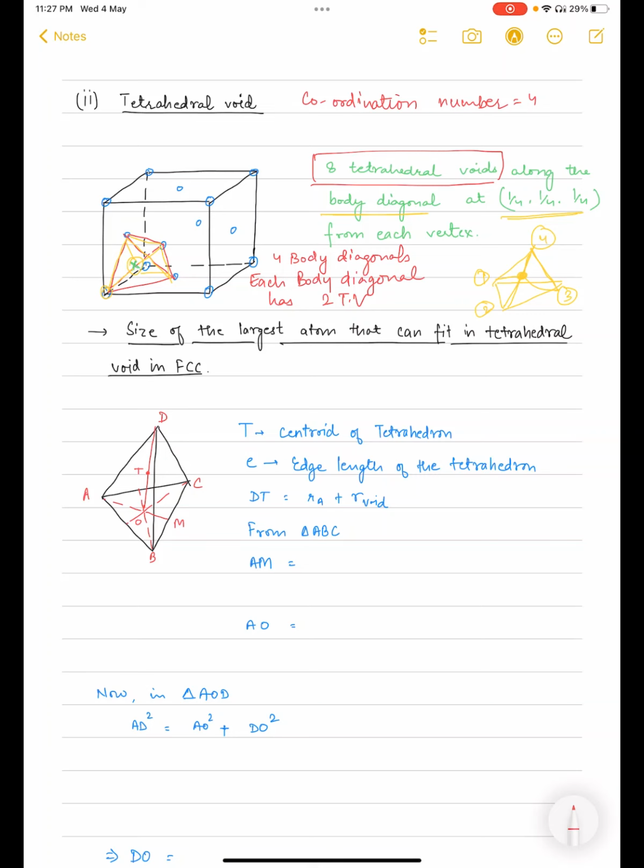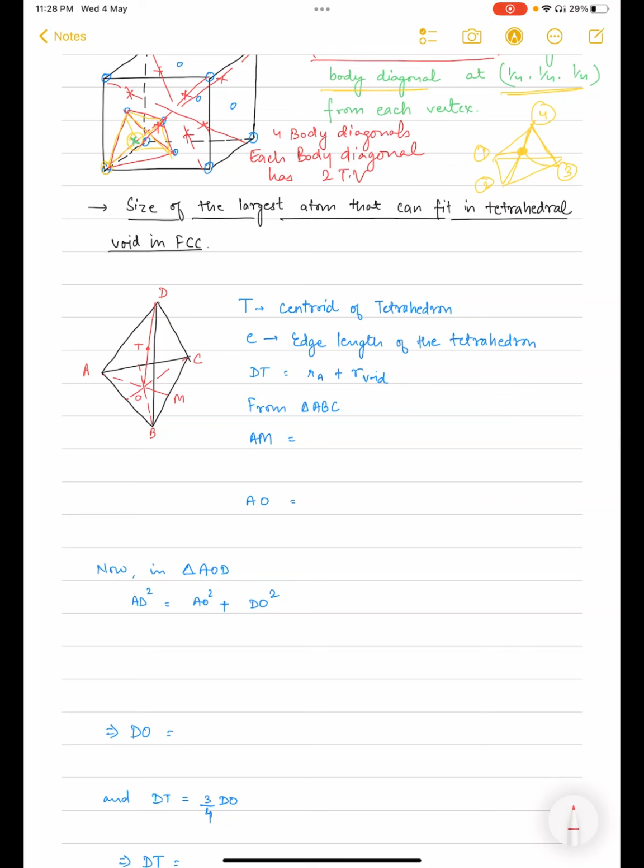Along the body diagonal, if this is the body diagonal, one will be here. For another body diagonal, one here, one here. For another body diagonal, one here and one here. And for this last body diagonal, one here and one here. This requires a certain amount of visualization or imagination. Now let us see what the size of the largest atom is that can fit in the tetrahedral void in an FCC structure.